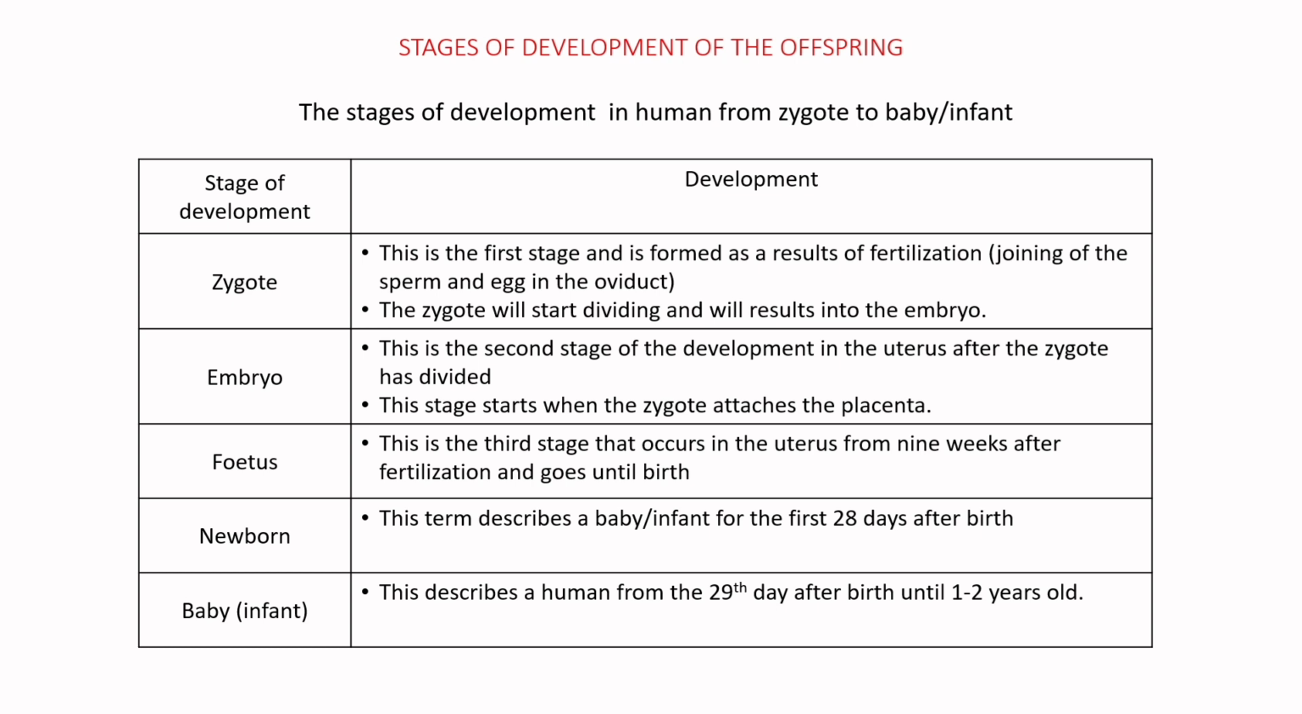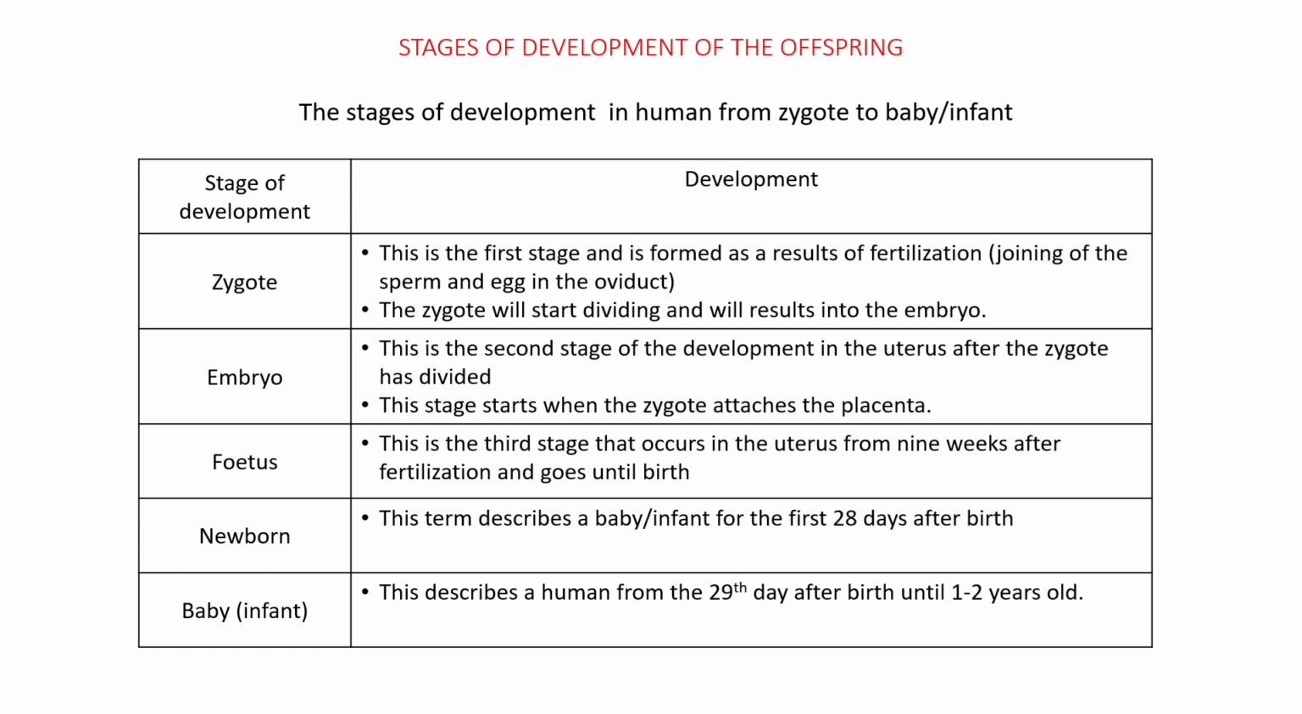Then we have the fourth one, which is the newborn. So the fourth stage is the newborn. This term describes a baby or infant for the first 28 days after birth. So after giving birth, after 28 days now, that baby is no longer called a fetus. You now call it newborn.